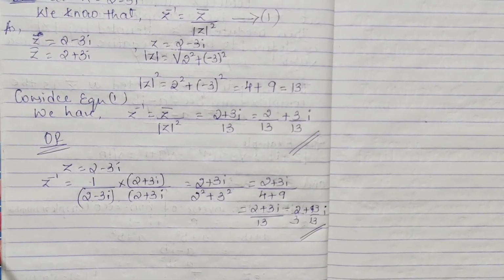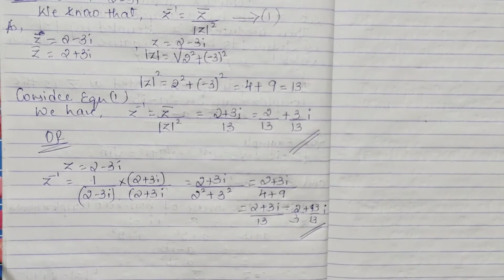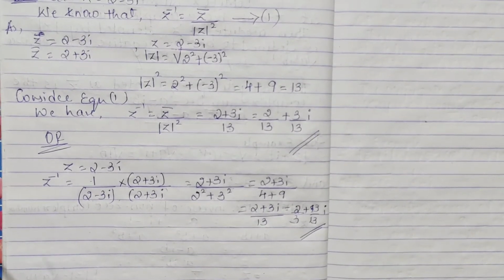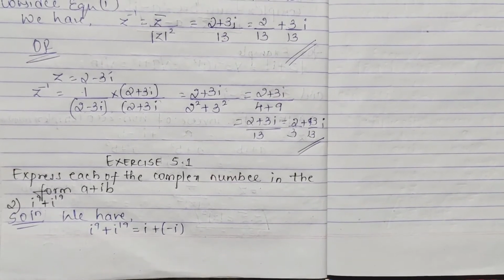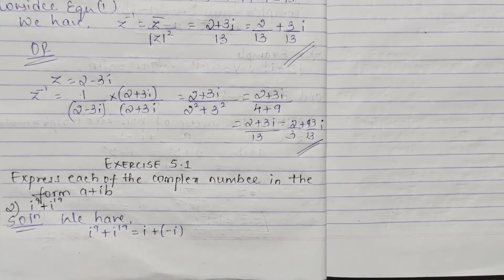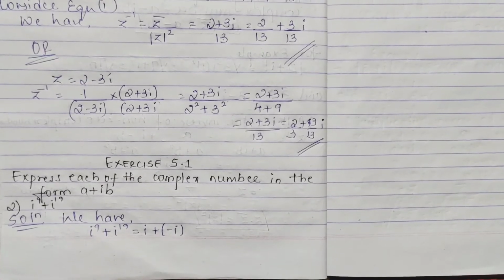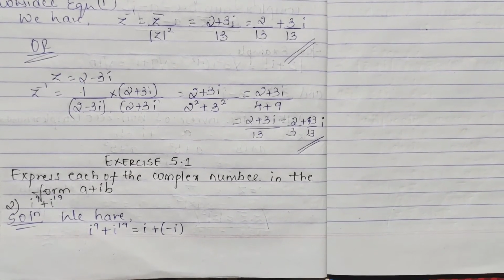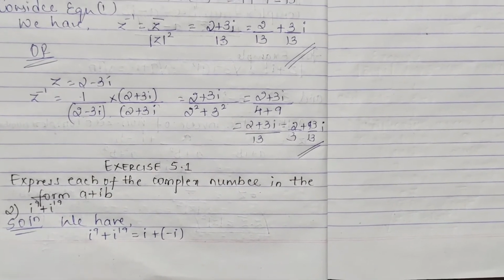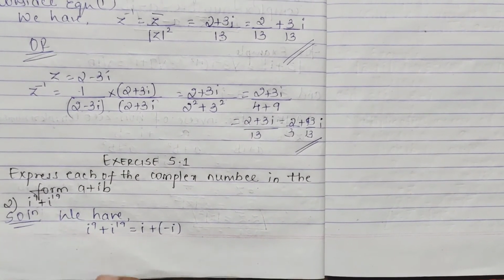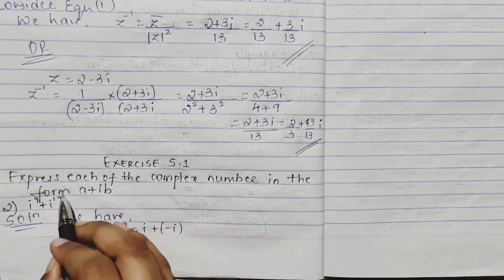We'll proceed to exercise 5.1. So in exercise 5.1, first they are telling express each of the complex numbers in the form a plus ib, right? I have shown you already an example of how you have to solve. Just solve it and get it in a plus ib form. Okay, so I have taken the second question. Second is i raised to 9 plus i raised to 19.